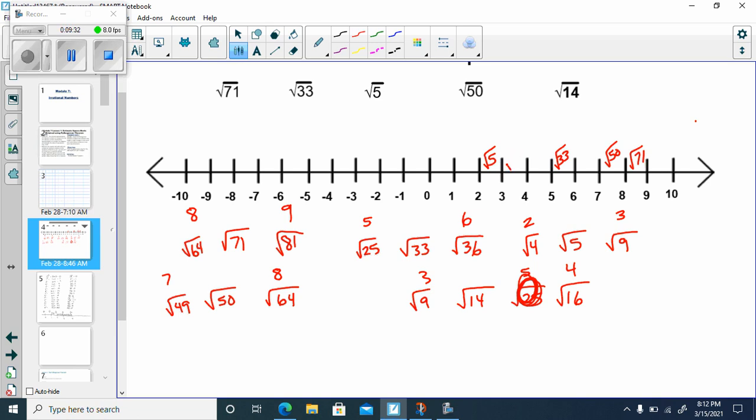Now let's look and see what we've got here. Square root of 5, square root of 14, square root of 33, square root of 50, square root of 71. Okay, they're going up as you see. This tells you what numbers they are between, what integers they are between.